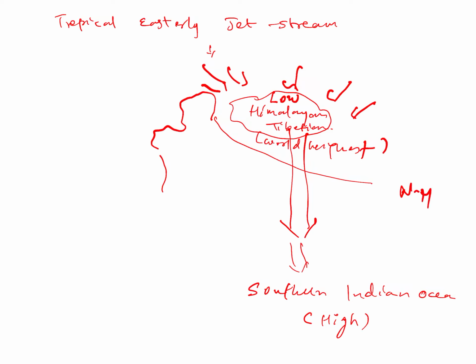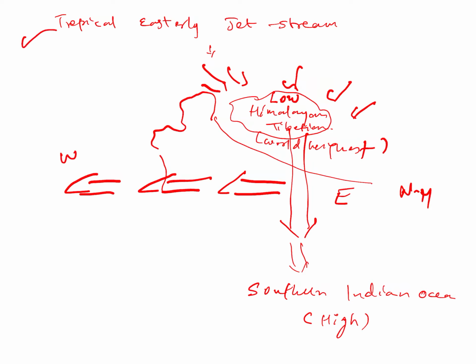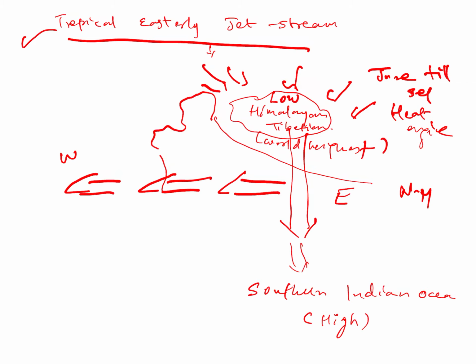Now in the northern hemisphere, the deflection is towards the right. What is the right of this? Right is like this. That is why this wind in the Indian side or Southeast Asia and South Asia is moving from east to west, and this is called the tropical easterly jet stream. One question in the prelims might be: why is the tropical easterly jet stream developed? The answer is very simple. Because the Himalayan Tibetan zone behaves like a heat engine, and this heat engine becomes more active from June till September.